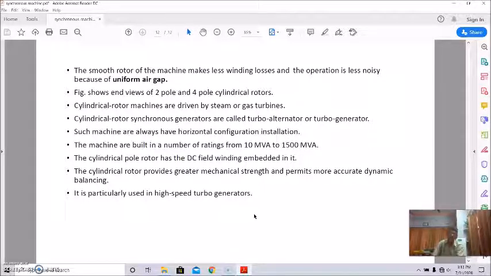Cylindrical rotor synchronous generators are called turbo alternators or turbo generators, and such machines always have a horizontal installation configuration. The machines are built in a number of ratings from 10 MVA to 1500 MVA, and the cylindrical rotor has the DC field winding embedded in it. The cylindrical rotor provides greater mechanical strength and permits more accurate dynamic balancing, so it is particularly used in high-speed turbo generators. So that is about the rotor construction.